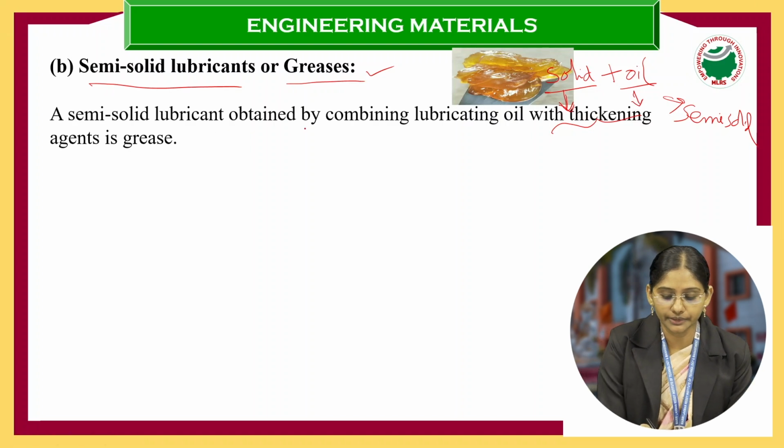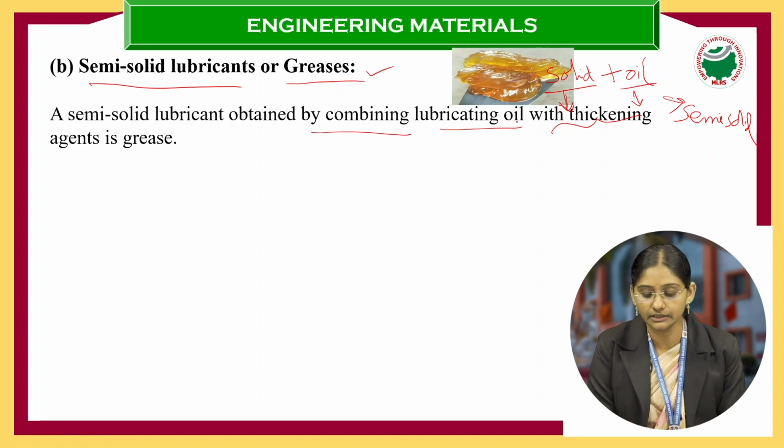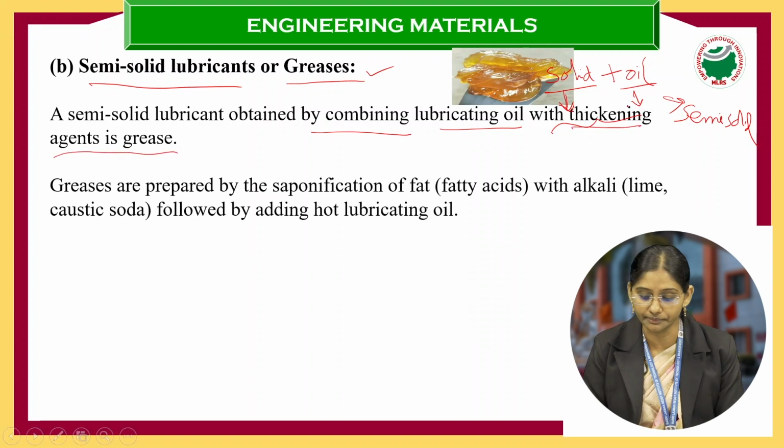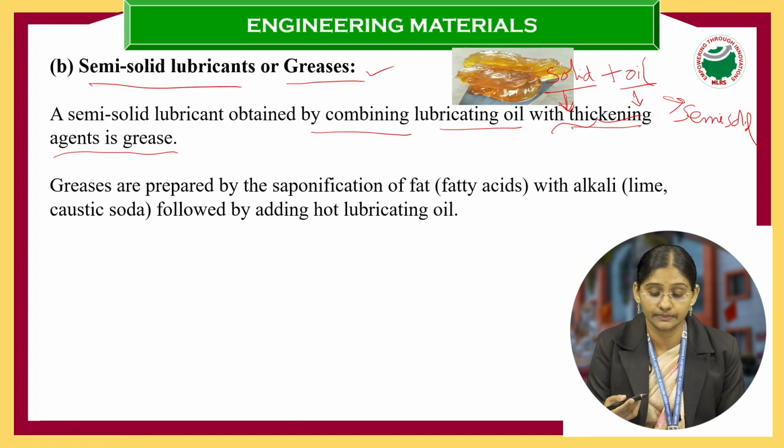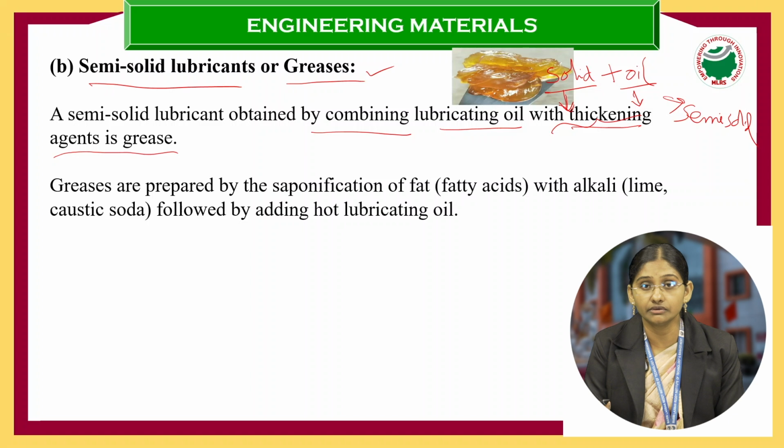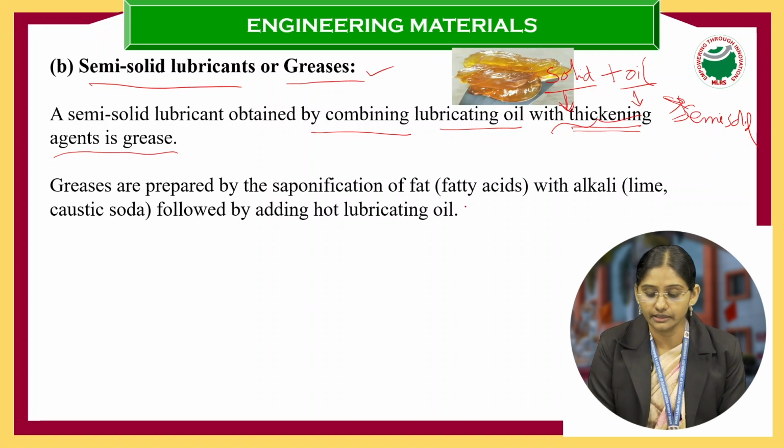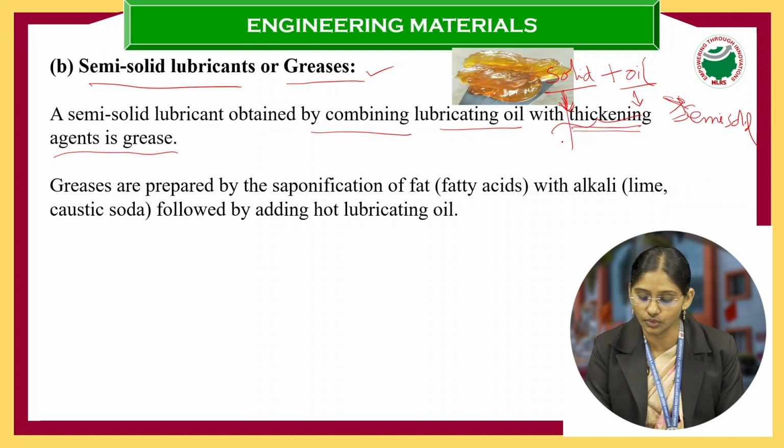So a semi-solid lubricant is obtained by combining lubricating oil with a thickening agent. Why are we adding this solid? To increase the thickness. To the oil we are adding the solid substance to increase the thickness, and then the semi-solid lubricant is obtained. To act as a thickening agent, in the place of this solid we add the soap.